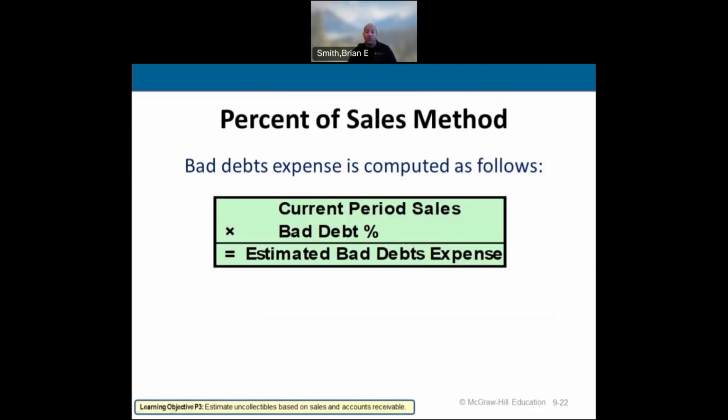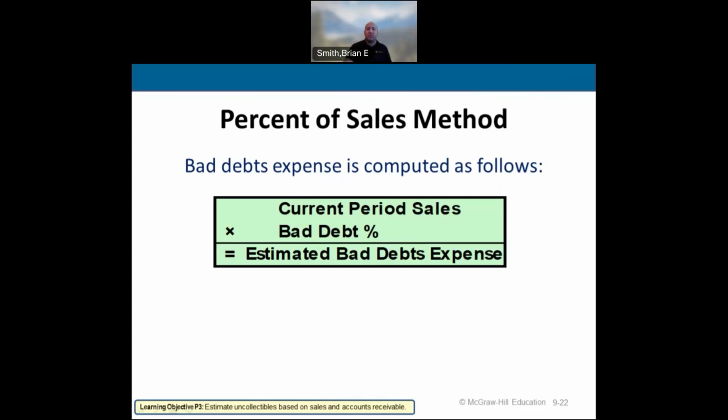I don't know if these are new slides, if they're going to show the percentage of how many companies use each method. I don't know if that information is even out there, but we're gonna do that one a lot. But the bad debt expense is computed for the percentage of sales method is you're just taking the current period sales. Now this isn't really good here. It says current period sales. It should be current period credit sales.